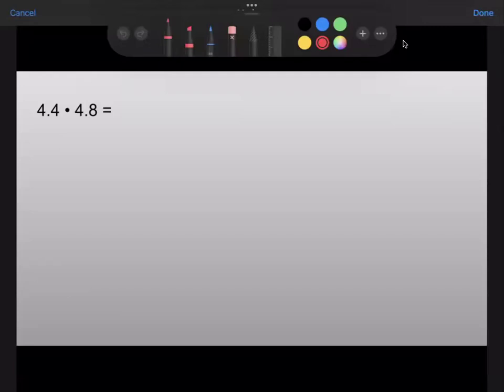Okay, so our first one is going to be a multiplication one. It's where we're doing 4.4 times 4.8. So what I like to do when I'm multiplying decimals is completely ignore the decimals, pretend they're not there. So what I'm going to do is set up 48 times 44. So I'm going to multiply without the decimals.